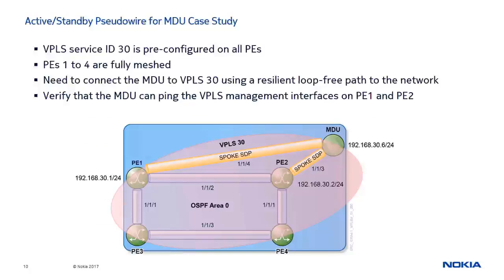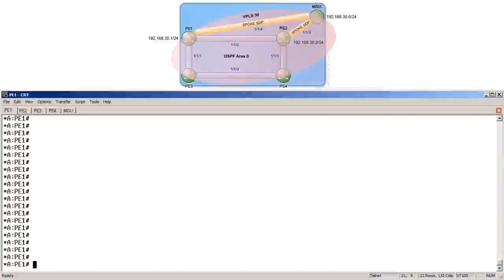Next, we will move to our lab environment to complete this case study. There, PE routers 1 to 4 are fully meshed within the VPLS 30. We need to connect an MDU device to VPLS 30 using active standby pseudowire as a resilient loop-free path to the network. Alright, let's start the lab for active standby pseudowire.